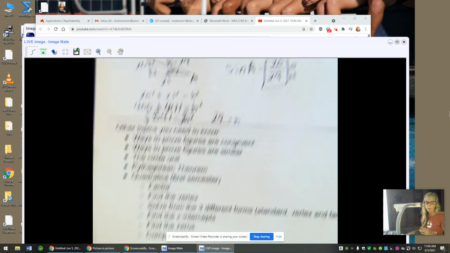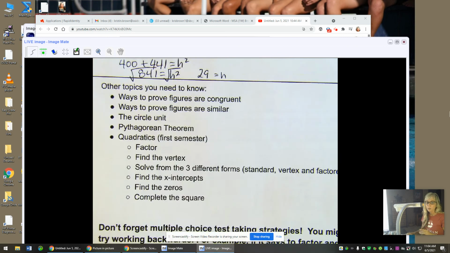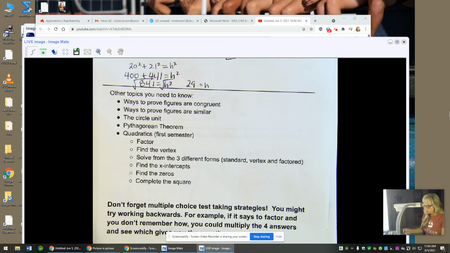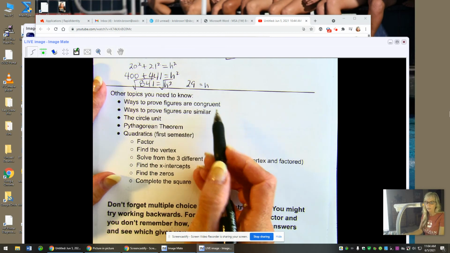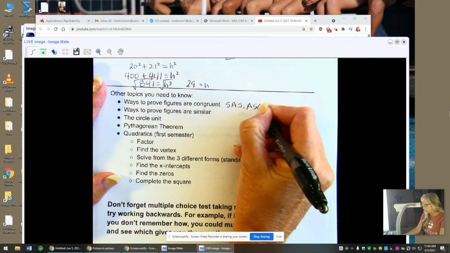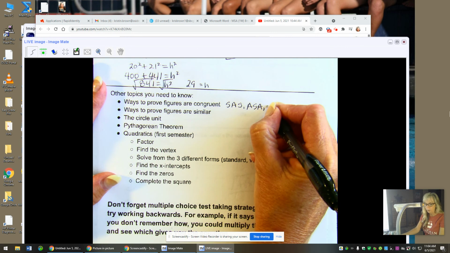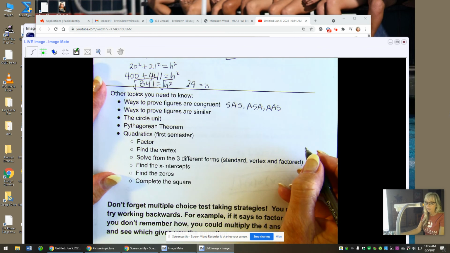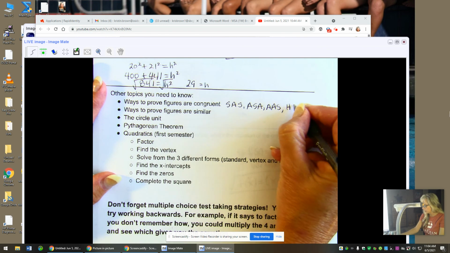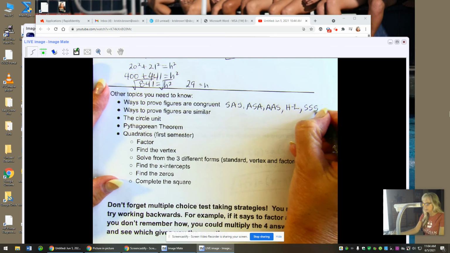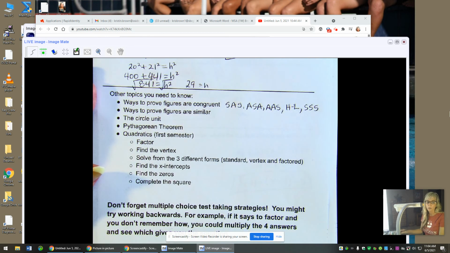Yay! We're pretty much ready, but check this out. There's a lot more on the final than just those 20 problems or problems like those 20. You need to know ways to prove congruency, like side, angle, side. You can't use angle, angle, angle. You can use angle, angle, side. We can't use angle, side, side. There was also hypotenuse, leg. Is that all of them? Oh, no, we forgot side, side, side. So those are all the ways to prove congruency.